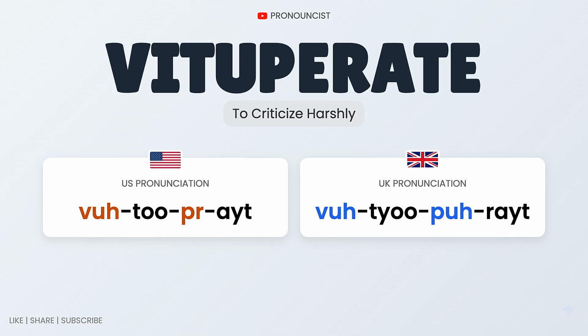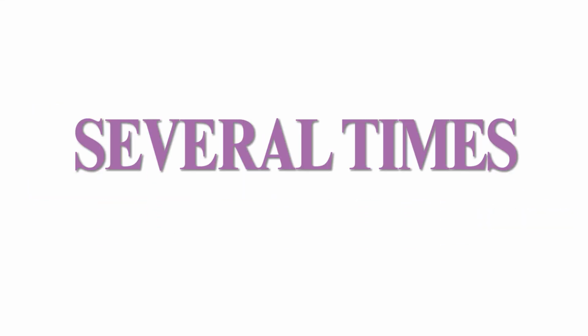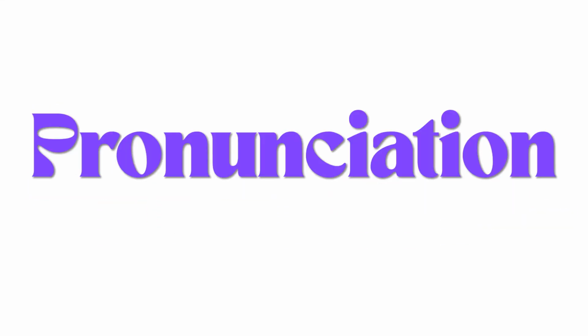Practice repeatedly and you'll soon be able to say this word perfectly. The best way to practice is to repeat the syllable multiple times. The meaning of the word is to criticize harshly. Try repeating this word several times to improve your pronunciation.